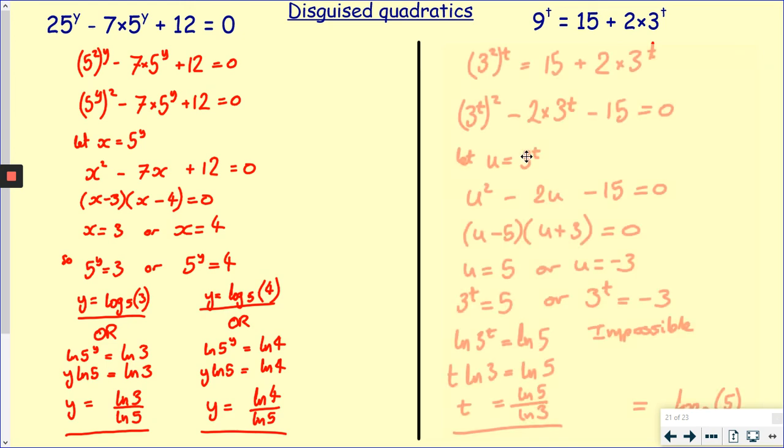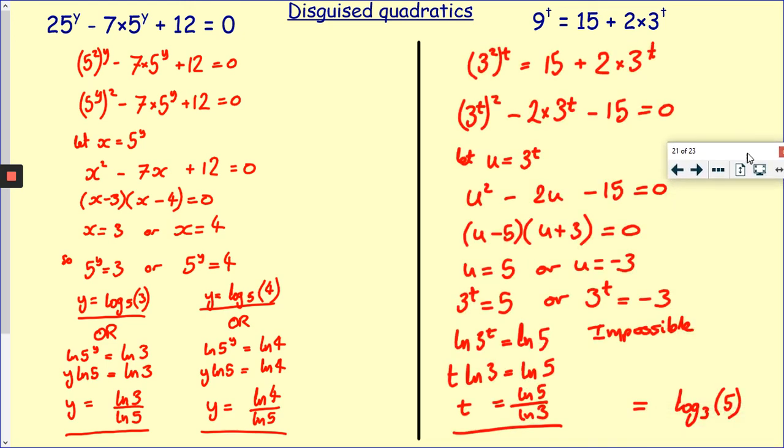Okay, and the answer is as follows. You'll notice here again we've got a possible solution. 3 to the power t can never be negative 3. So we've only got one solution. And here I've used the natural logarithms and just the definitions of what logs are.